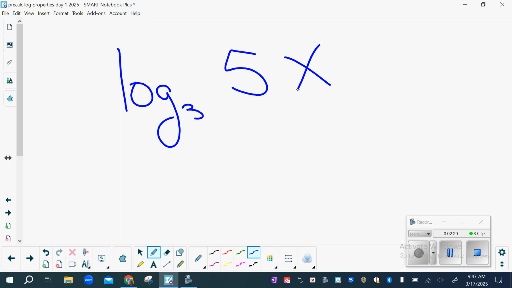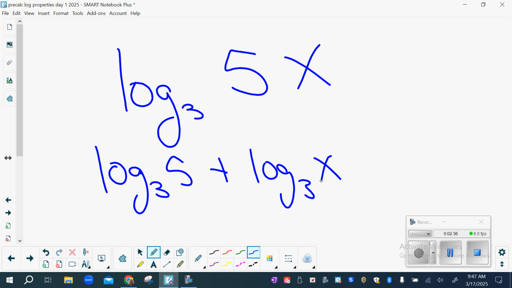If you got this for your answer, log base 3 of 5 plus log base 3 of x, you are fired. Can you go the other way? Let's try one the other way.